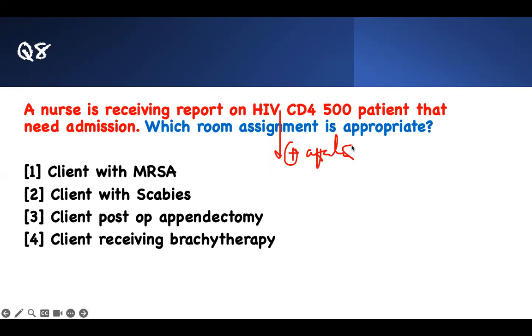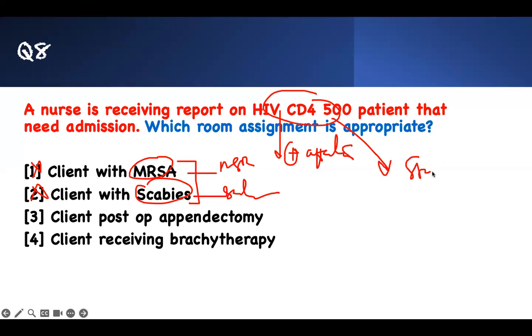He's immunocompromised because he has HIV, but CD4 can't make him normal. So put him in a place where nobody has infection, okay? So this guy is in contact precaution, no. Scabies, this guy is in contact precaution, he can't share anything. These people can share something with MRSA and scabies, that's all. Client post-op appendectomy. He has appendectomy, right? This guy is not going to infect him. What precautions do you use for this? Standard precaution. So if you put these two together, it's not going to affect him. It's not going to give his blood for him to drink.